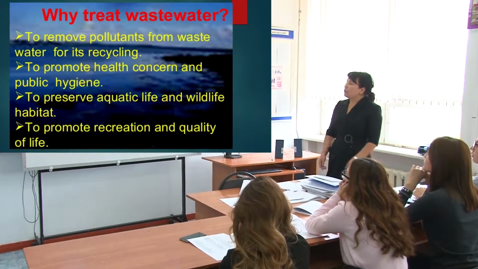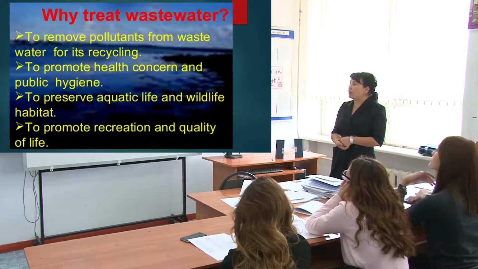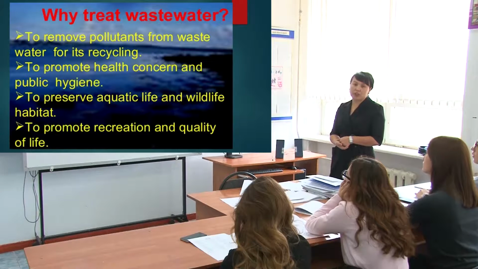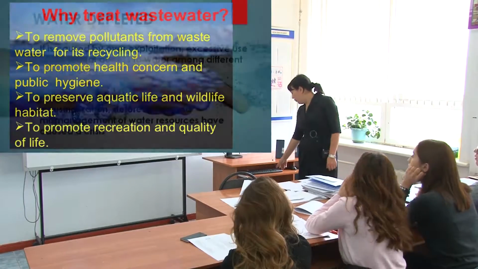Why treat wastewater? To remove pollutants from wastewater for its recycling, to promote health concern and public hygiene, to preserve aquatic life and wildlife habitat, to promote recreation and quality of life.